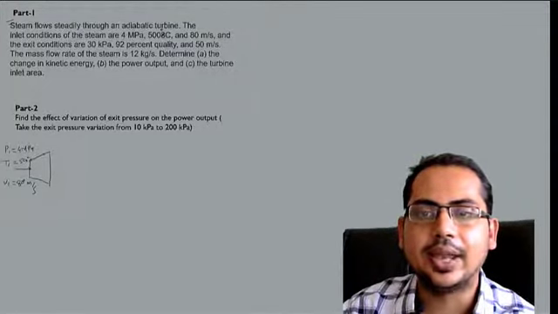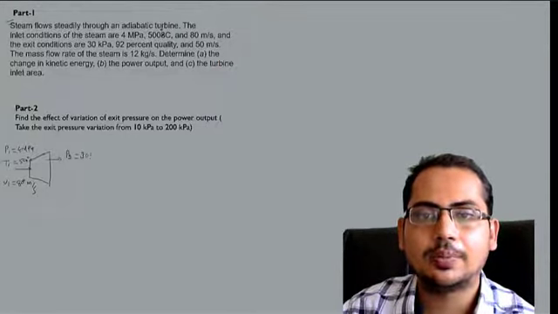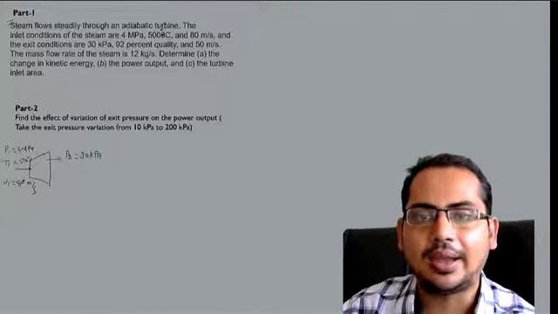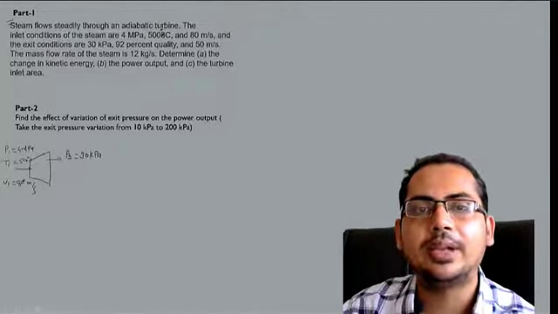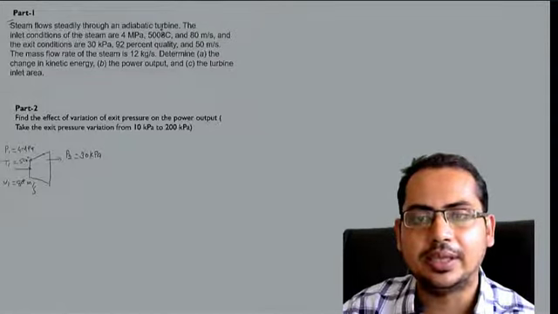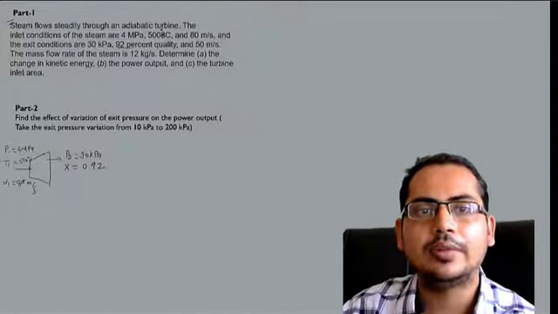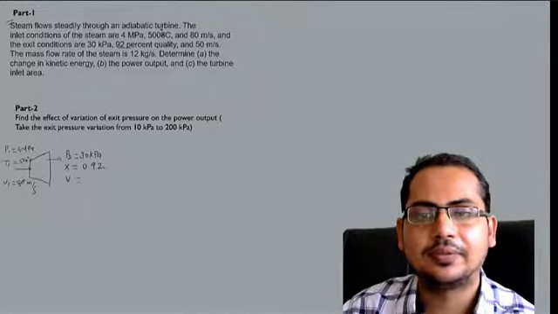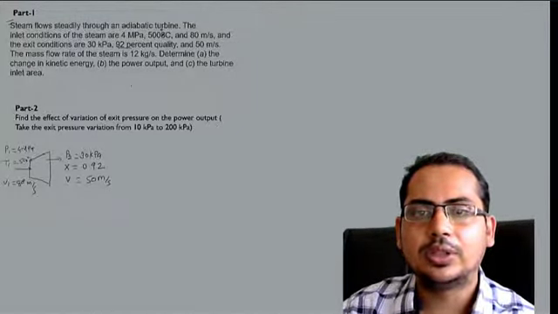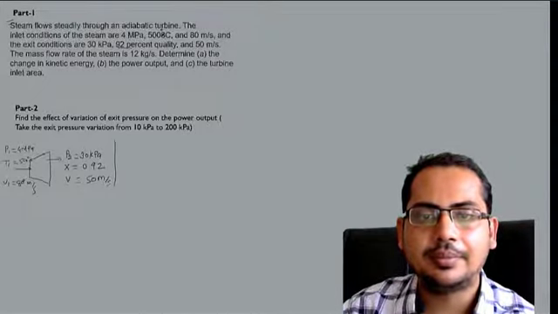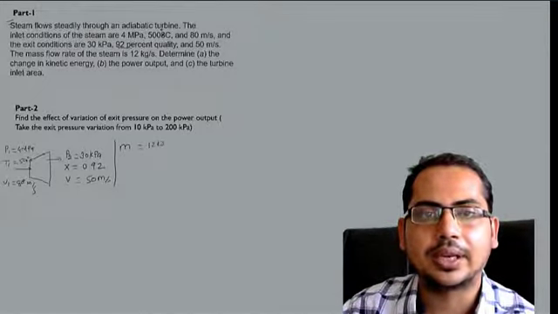What is the exit condition? The exit condition is P2 equal to 30 kilopascal, and 92% is the quality. The quality means the dryness fraction. Since the steam will be in the phase change zone, let's suppose the dryness fraction X is given as 0.92, and the velocity is 50 meter per second. Now they have given the mass flow rate as 12 kg per second.